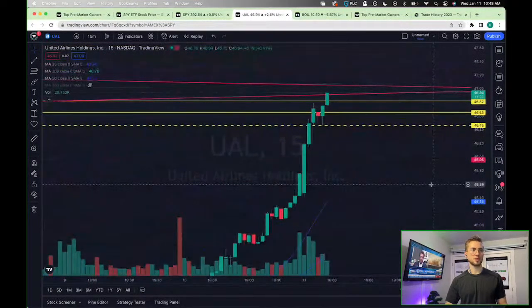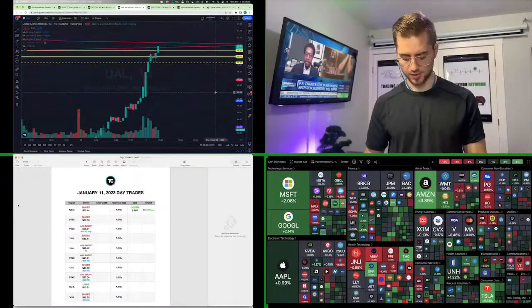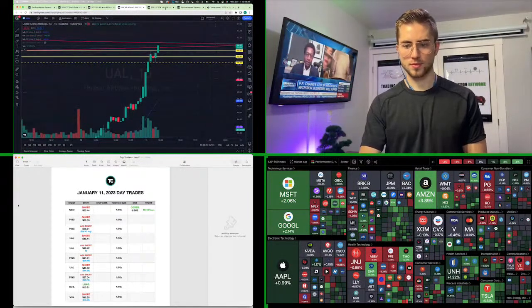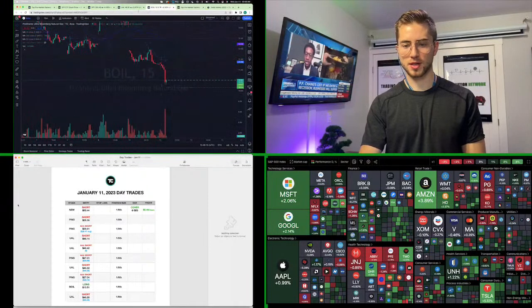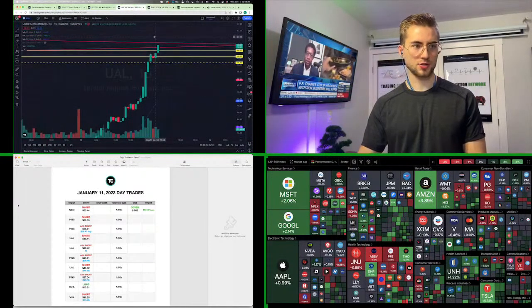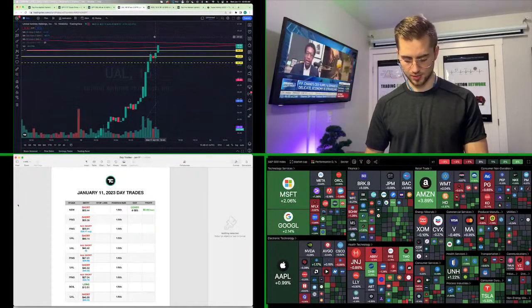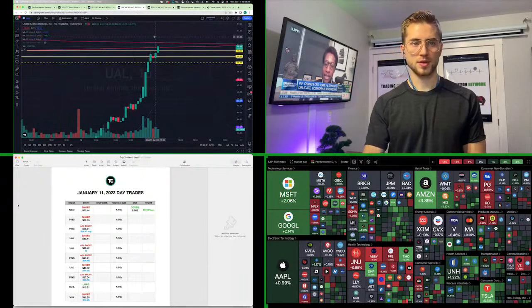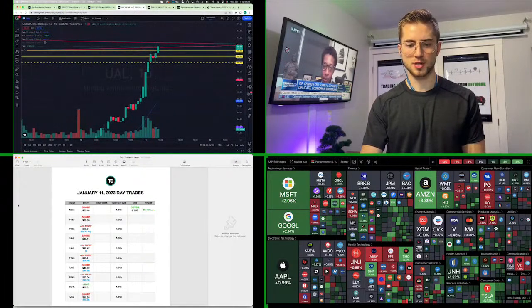46.94 on UAL. We're flat on the BOIL trade. On a pierce of 47, we're going to add to UAL. BOIL's still coming in. Lots of action happening in the natural gas space, that's for sure. A pierce of 47 on UAL gets us to add another position.